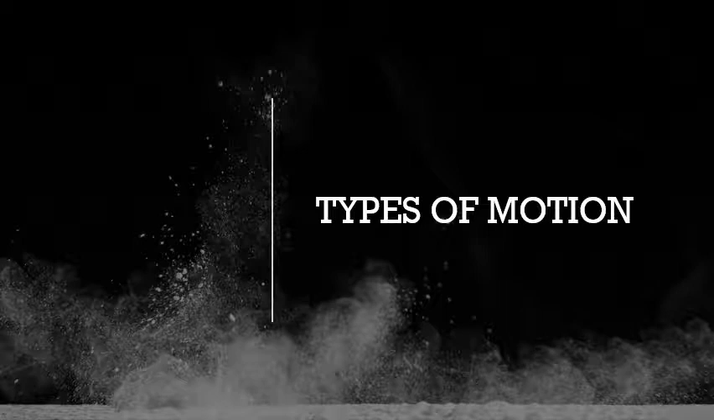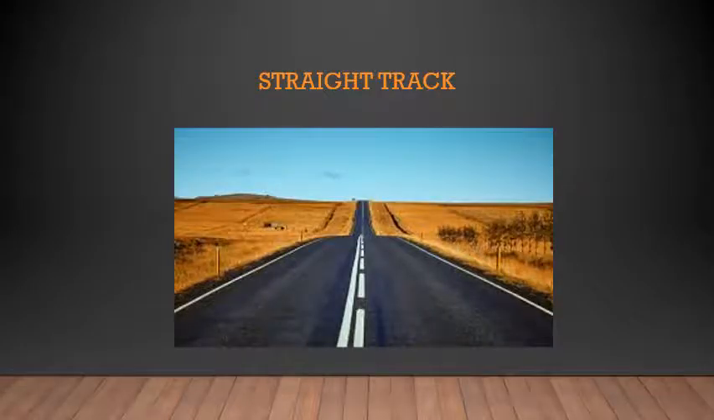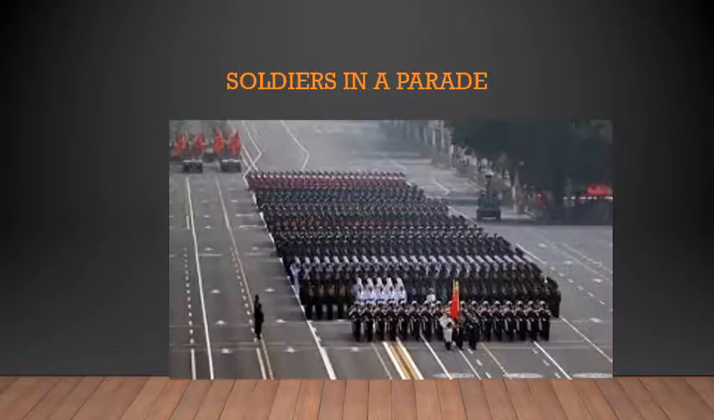I'm reading out from page number 103. You may have observed the motion of a vehicle on a straight road, march past of a soldier in a parade, or falling of a stone. What kind of motion is this? Now, a sprinter in a 100 meters race also moves along the straight track. Can you think of more such examples from your surroundings?